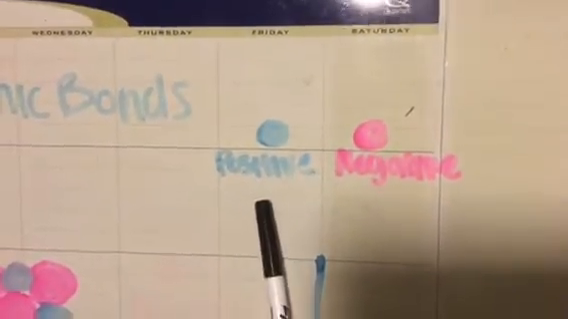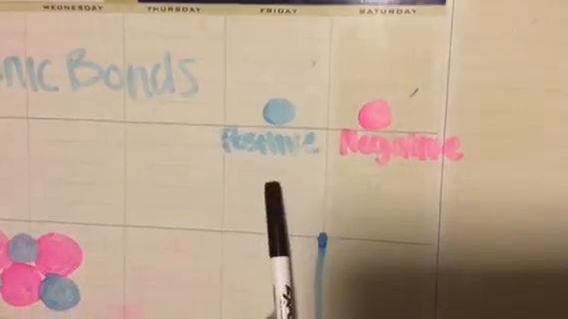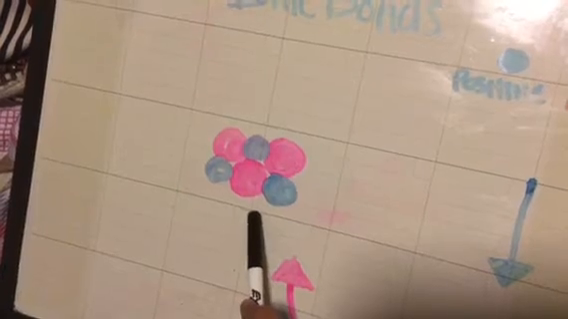Science. There's the one negative and the one positive ion. They will attract and form an ionic bond. Then they will attract all other bonds around them, creating an ionic crystal.